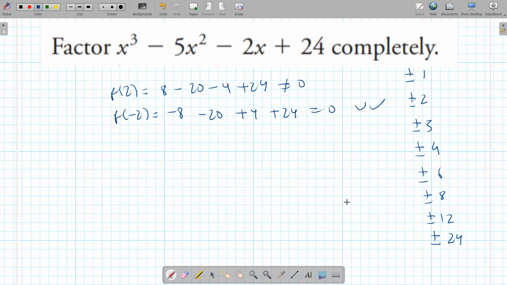Okay. Yeah, you see how I did this? I just plugged minus 2 in there and just plugged that in the calculator or whatever. So what does that mean? If f of minus 2 is a 0, then what's our factor?